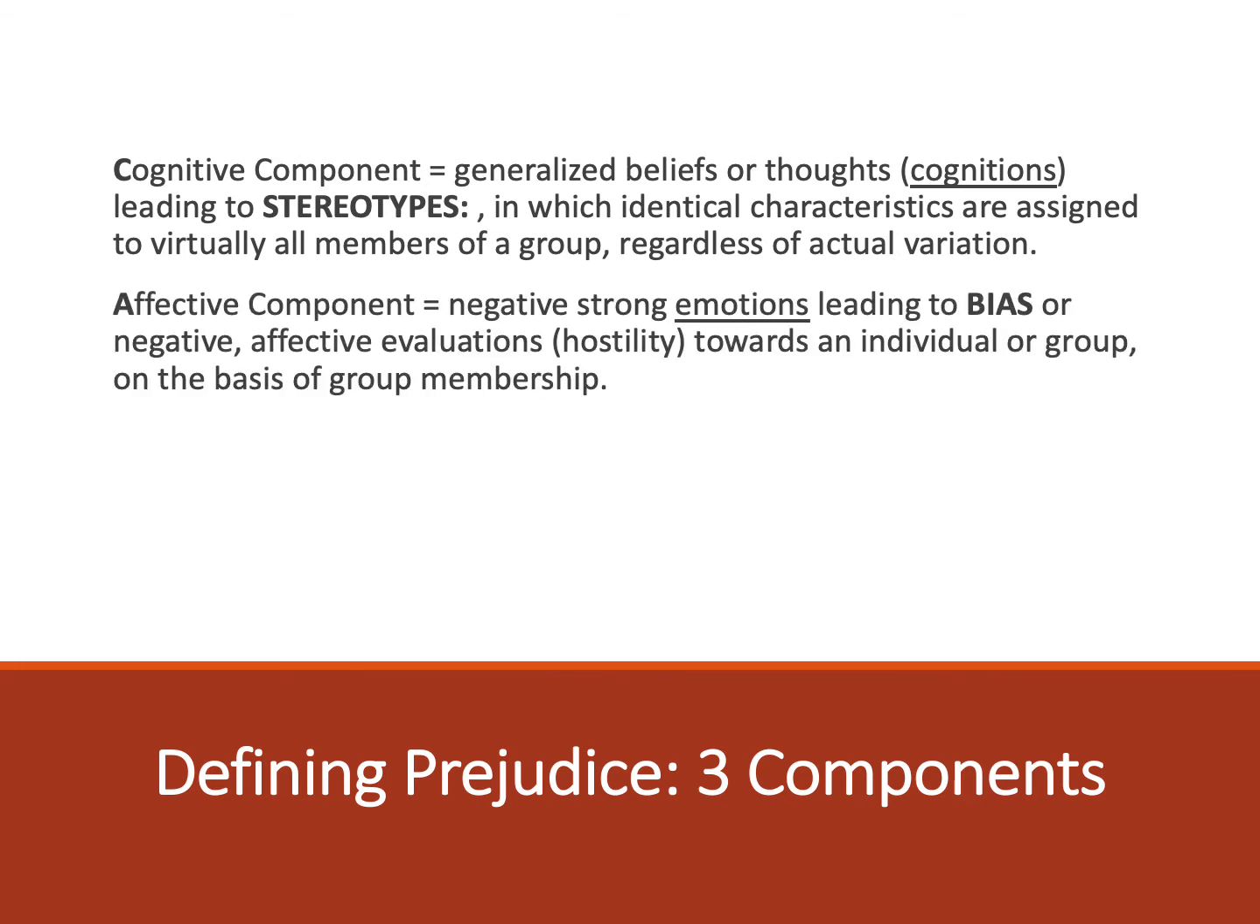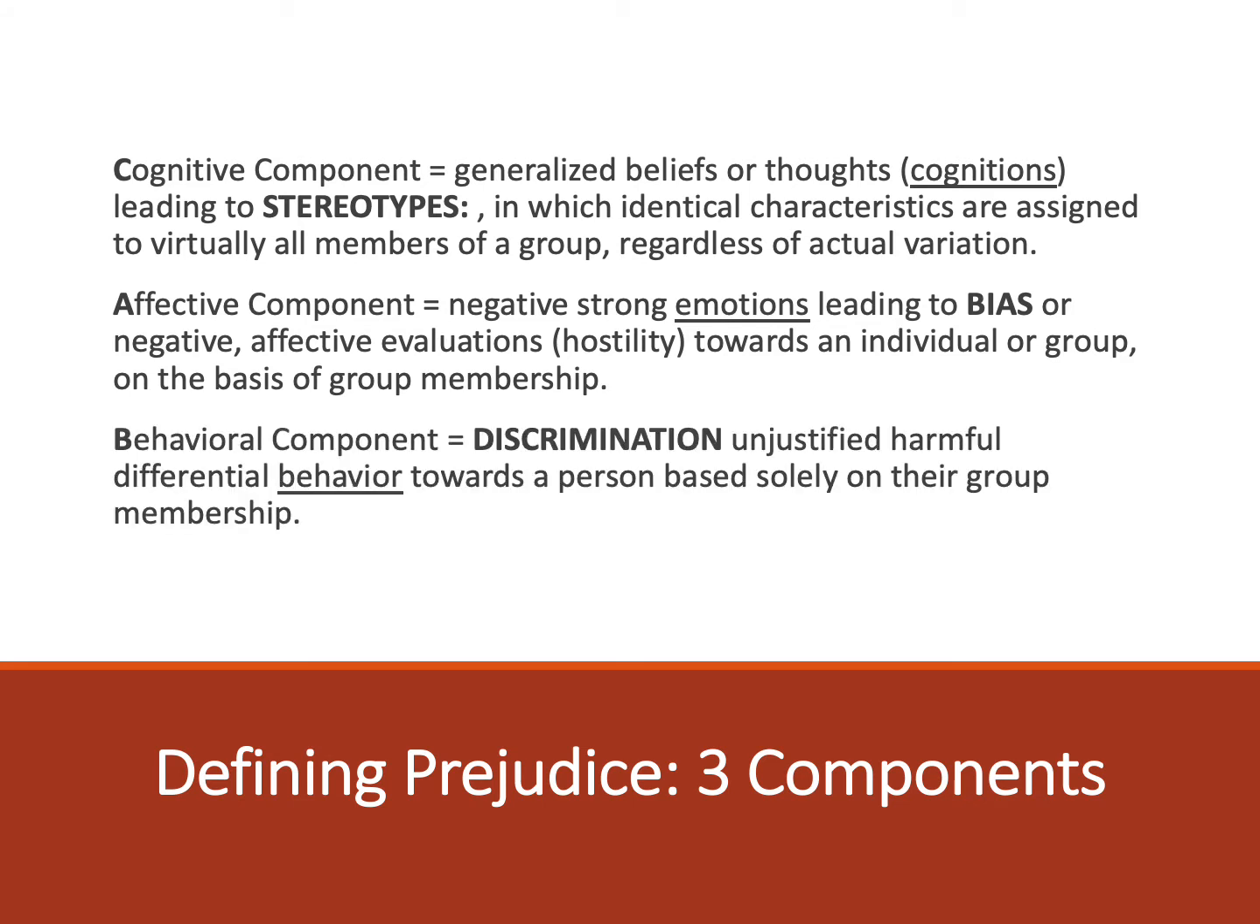Of prejudice. Okay, the affective component, this is the emotions that are associated with that prejudice. These are strong negative emotions leading to bias or hostility towards an individual or group on the basis of their group membership. Thirdly, the third component is the behavioral component, and that's the actual discriminatory behavior, or discrimination. This is the unjustified, harmful, differential behavior towards a person based solely on their group membership, right? So let's talk some more about this.